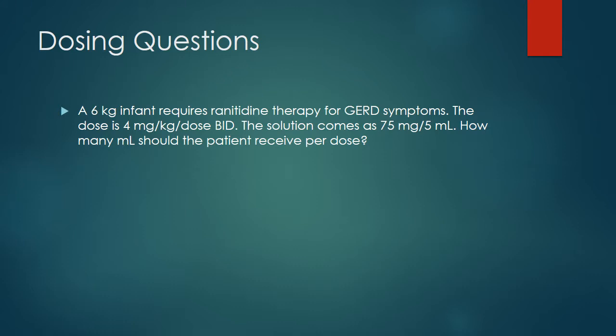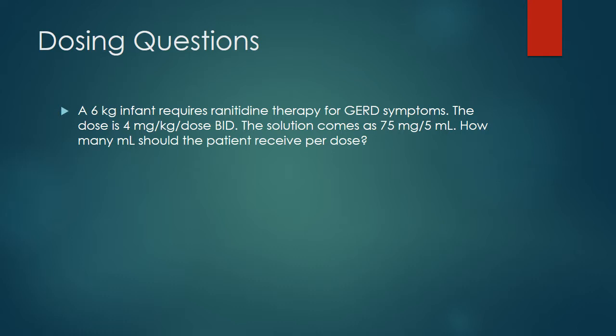Okay, next, let's look at a 6-kilogram infant who's requiring Zantac therapy for their GERD symptoms. The dose is 4 mg per kilo per dose twice a day, and the solution comes in 75 milligrams per 5 mL. How many mL should the patient receive per dose? So what's my first step? So I'm going to do 6 times 4, so that means 24.